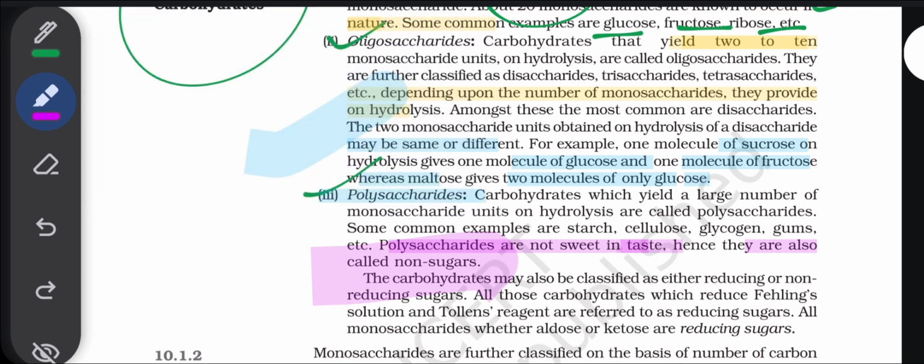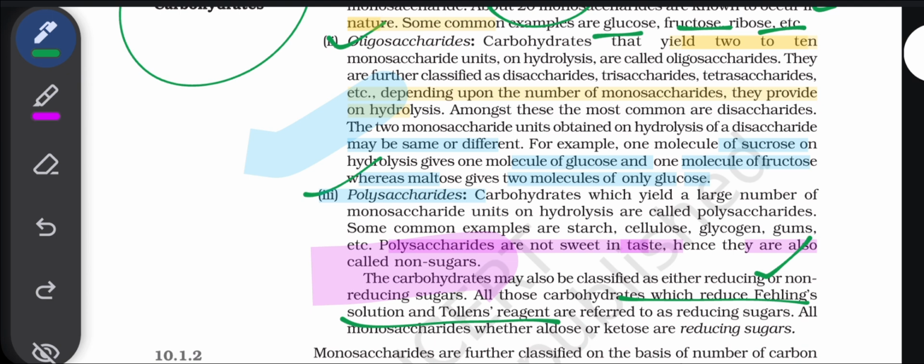The carbohydrate may also be classified as either reducing or non-reducing. All those carbohydrates which reduce Fehling and Tollens reagent, Fehling A and Fehling B, you all know. Fehling A is aqueous copper sulfate and Fehling B is sodium potassium tartrate, Rochelle salt, and Tollens reagent is ammoniacal silver nitrate, are referred to as reducing sugars.